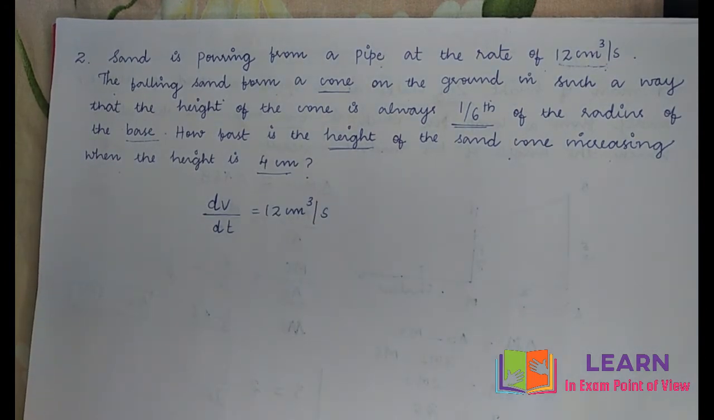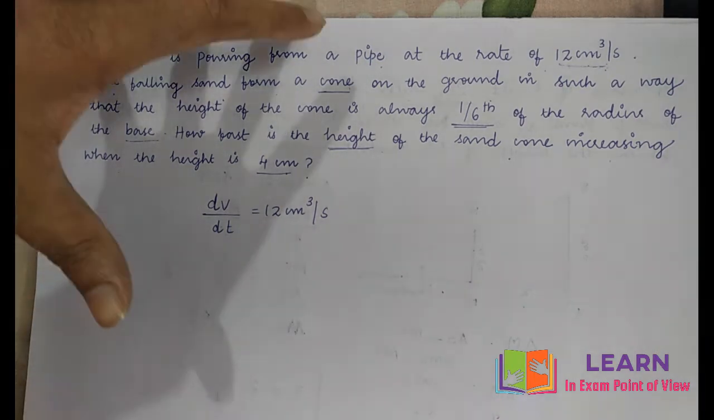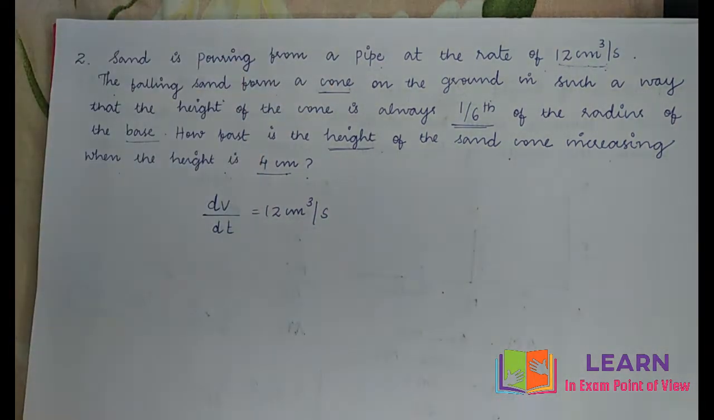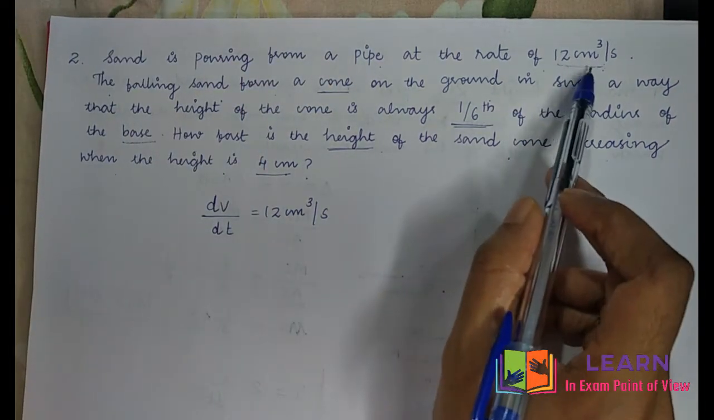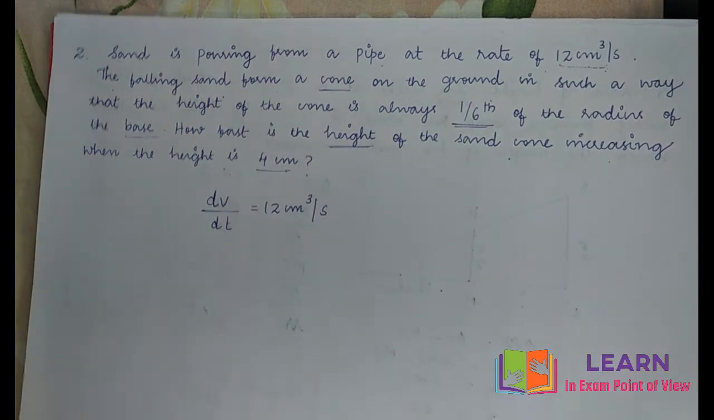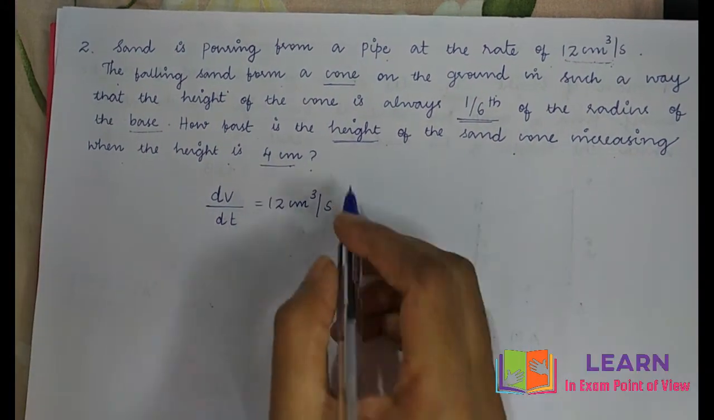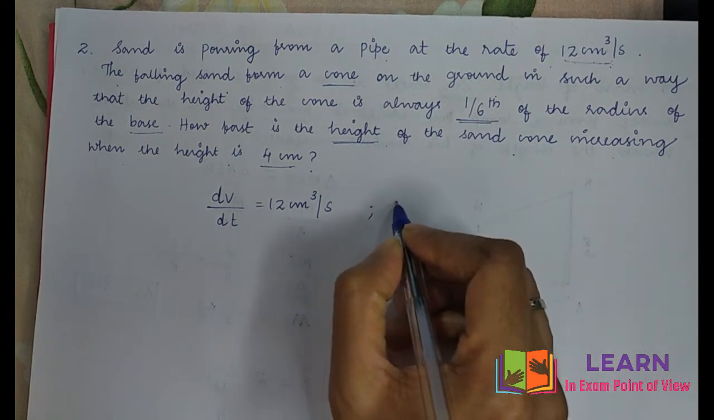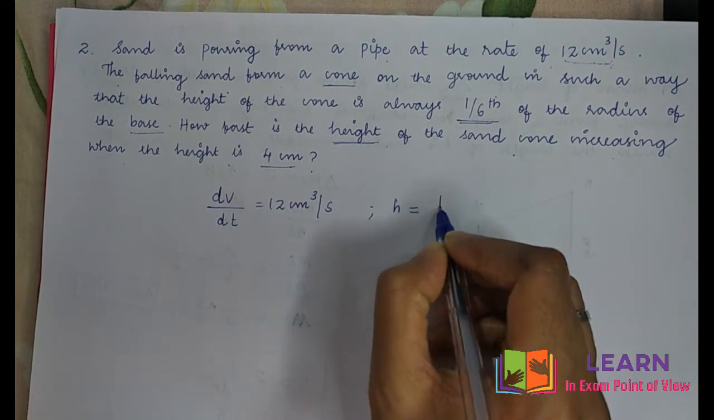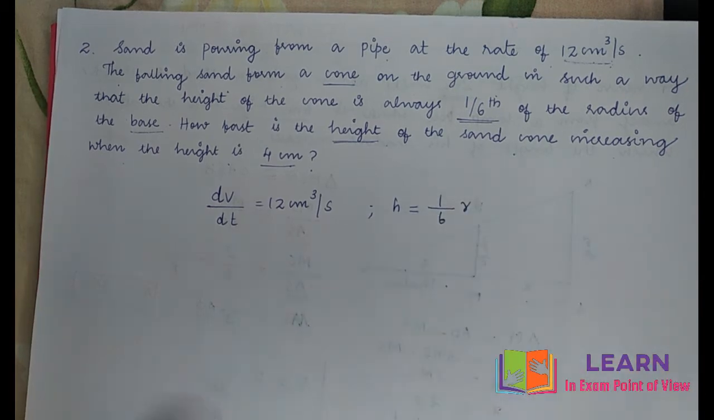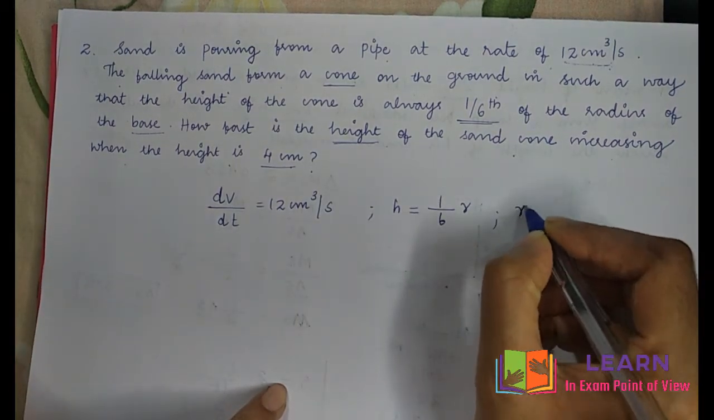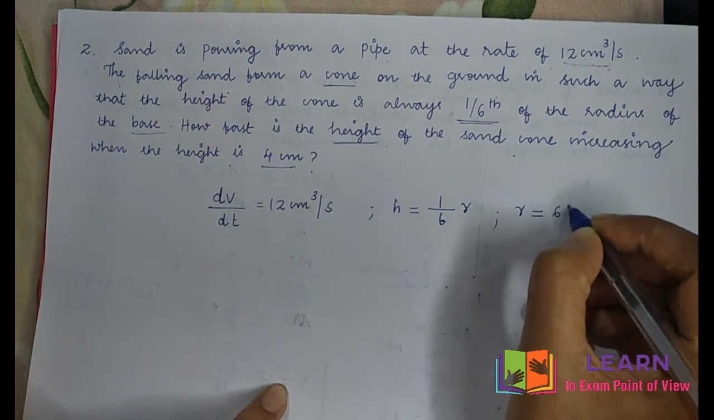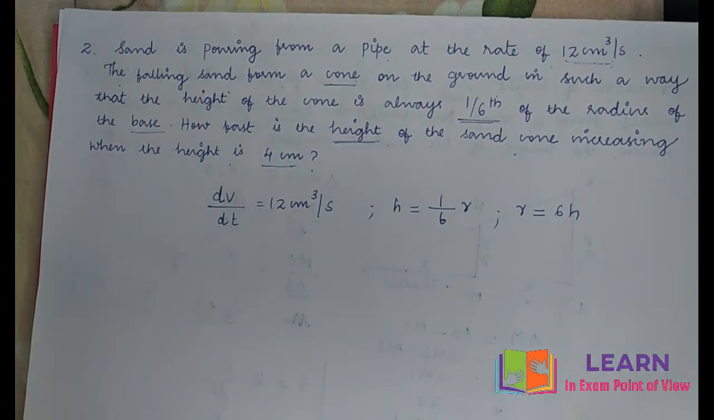Fine. That it is making as a volume of a cone. Like a cone it is pouring, so its rate is given as this much. Now this relation we can write, that is height is equal to 1/6 of radius. This again can be written as r is equal to 6h, correct? Any way you can write.